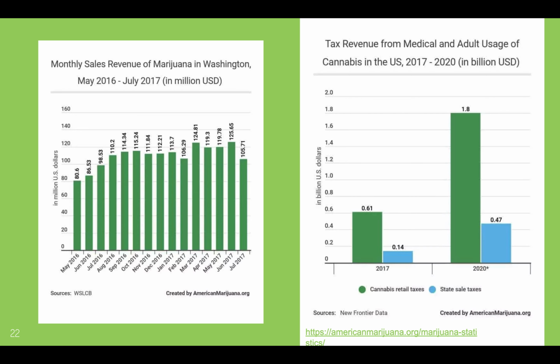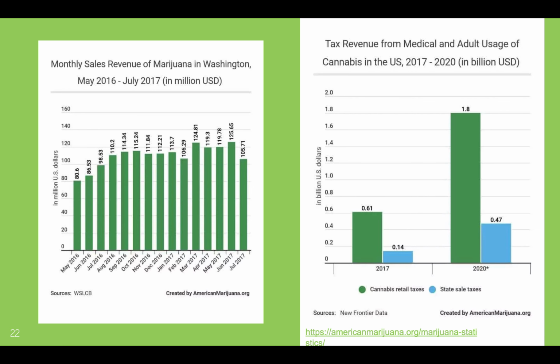The graph to the left shows the monthly sales revenue of marijuana in Washington, in millions of US dollars. From the start of May 2016, where they made $80.6 million, to July 2017, which is a full year and 2 months later, they made $105.71 million.